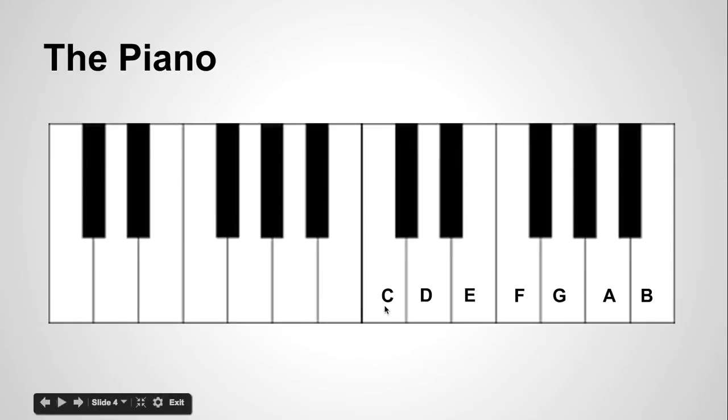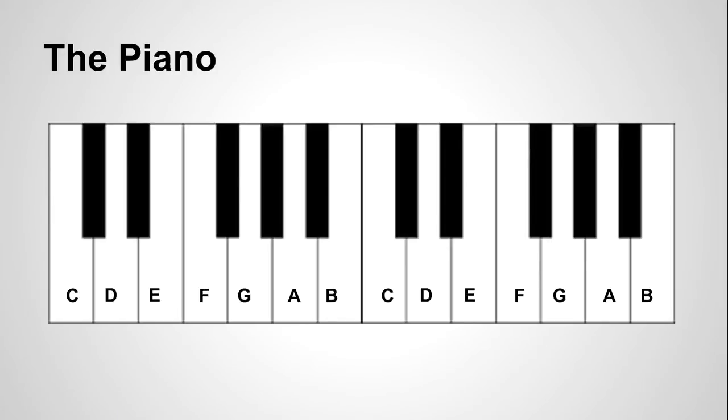But now the next question is, if this is C and I go 1 to the left, what happens there? What letter would that be? Well, of course, it would be B. It would be B. See that?